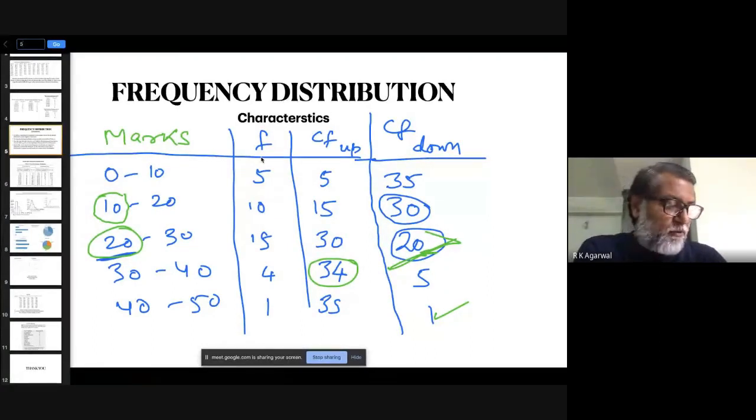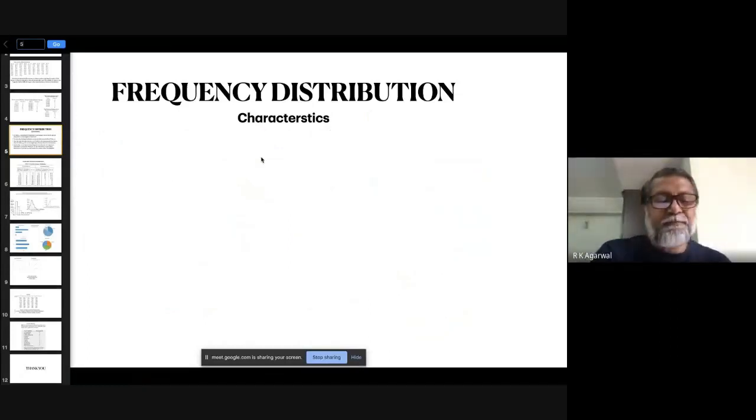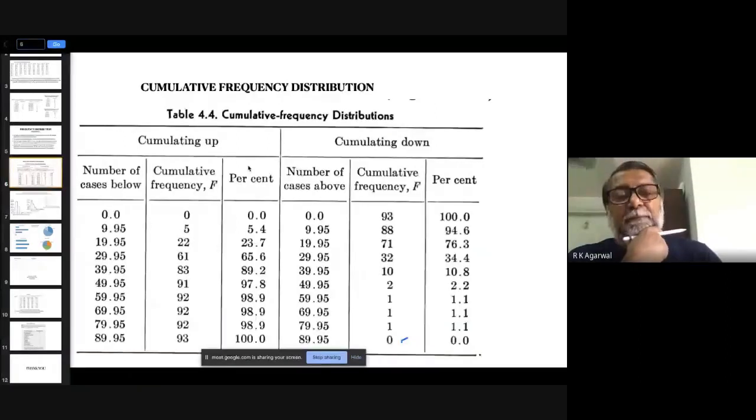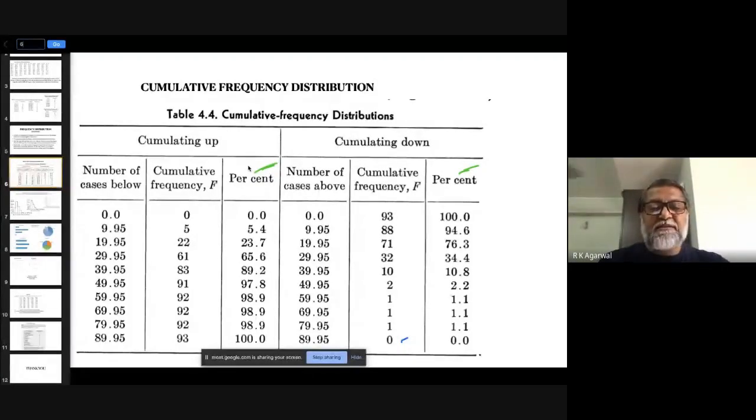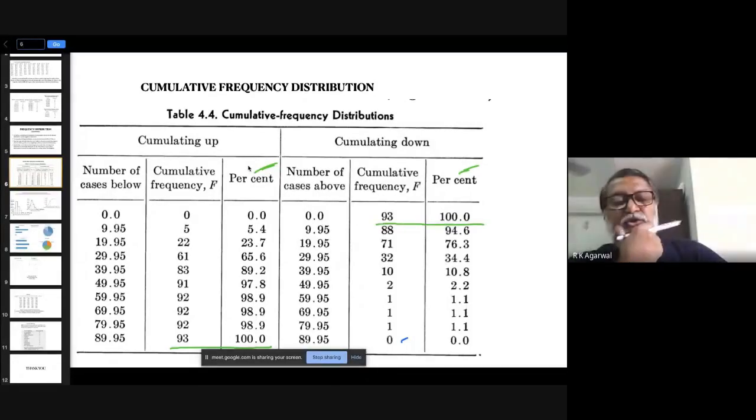So this is how we define cumulative frequency columns, accumulating up, accumulating down. And one more column that you will notice here is the percent column. So what is that percent column and how do we calculate it? Now, in order to calculate this, you can get a very simple idea by looking at this entry, 93, which is equal to 100%.